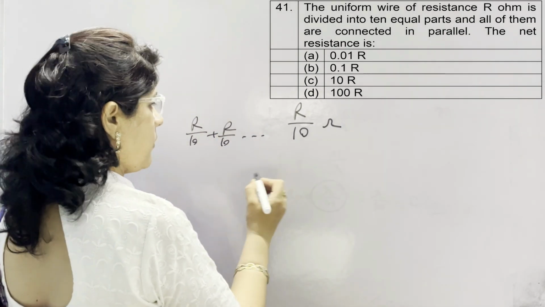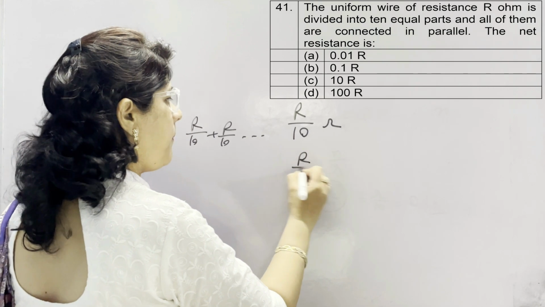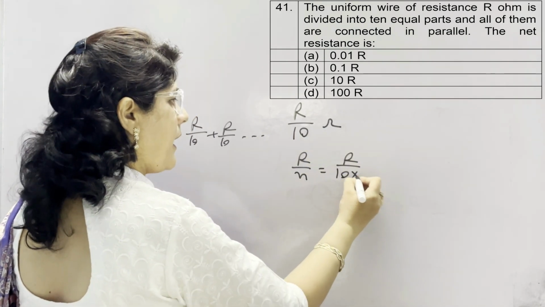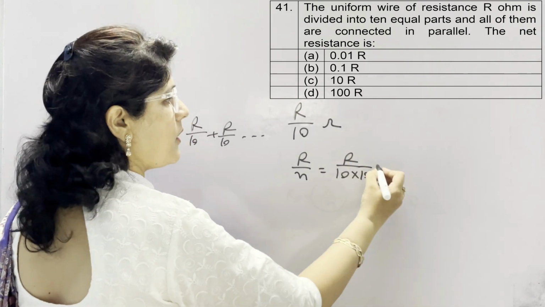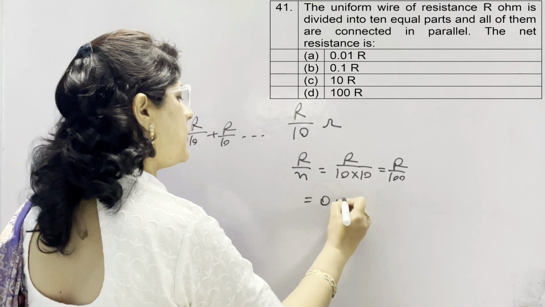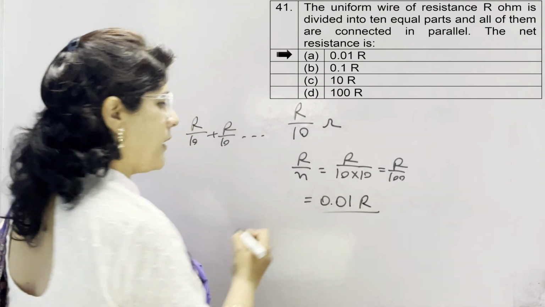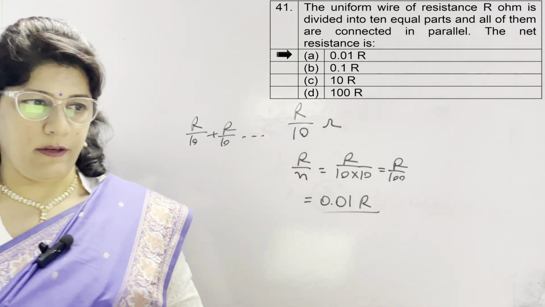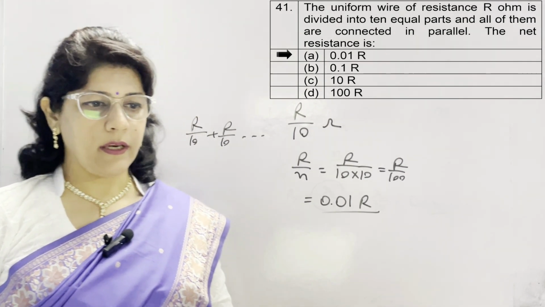Then the value comes out to be R upon N, and here R is R upon 10 and N is again 10 because 10 equal parts are there. It means R upon 100. Value comes out to be 0.01 R, and this is our option number A, which is correct here. B, C and D are incorrect.